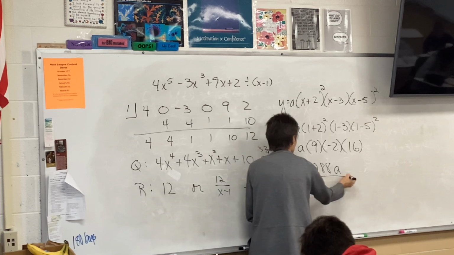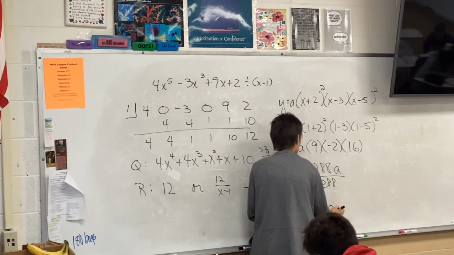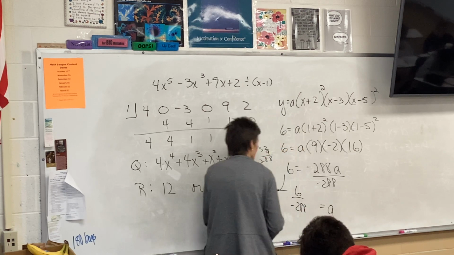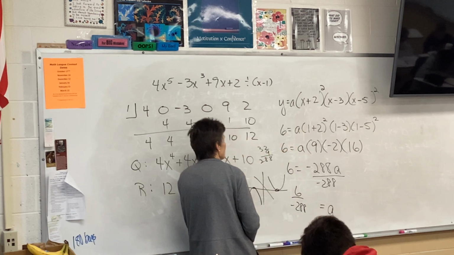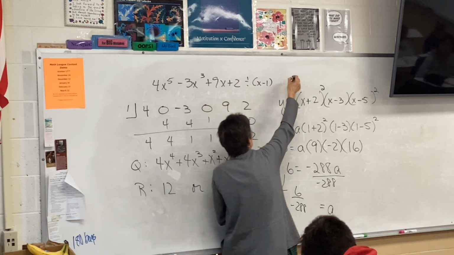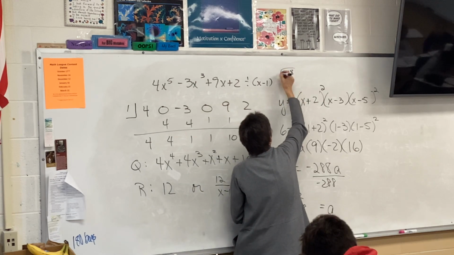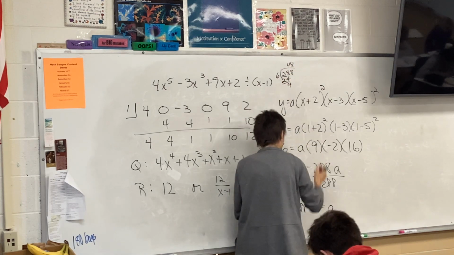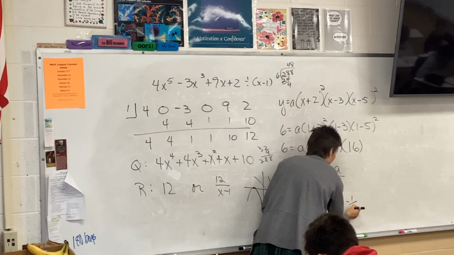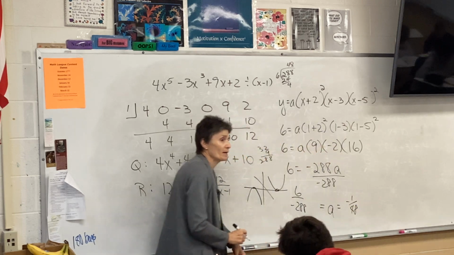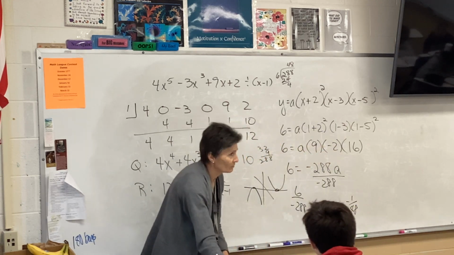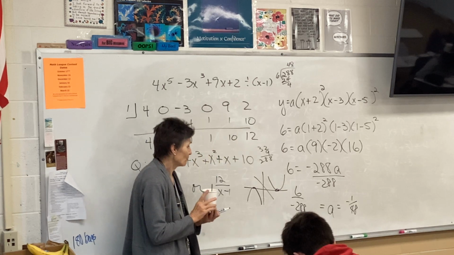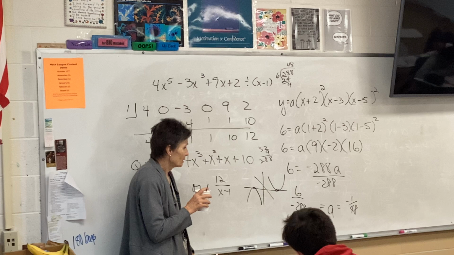And then I divide to get A by itself, that's what I'm looking for. And that reduces, 288 divides by 6. So that's really -1/48 when I reduce my fraction. Again, you're gonna have a calculator. You can divide on the calculator, reduce your fraction.